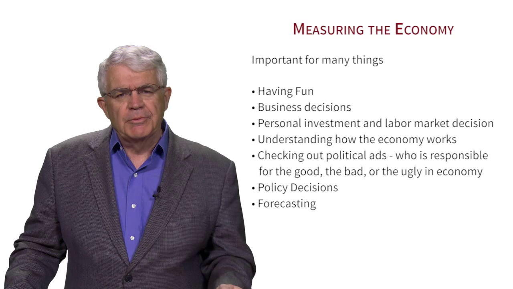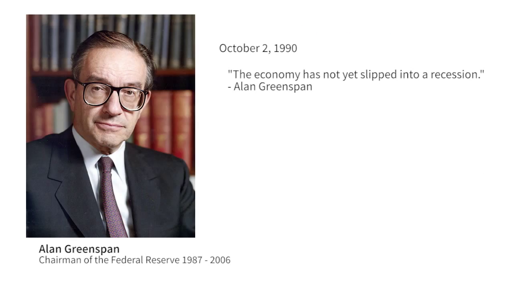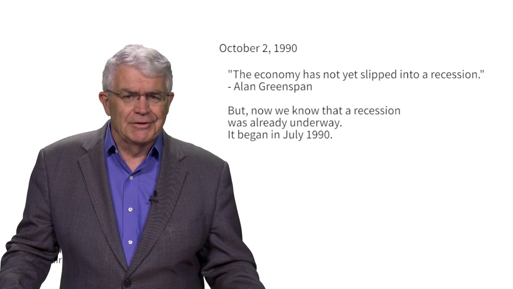And I have a little example about forecasting, so you can see how important it gets. This is an example of Alan Greenspan, who was the chair of the Fed in the 80s and 90s and into the early 2000s. And way back when, he had a sense of where the economy was, a good economist. And in 1990, he made the statement, this is a quote, that the economy has not yet slipped into a recession. That statement was made on October 2nd, 1990, a long time ago, but it gives us a chance to look at what actually was happening at that point.